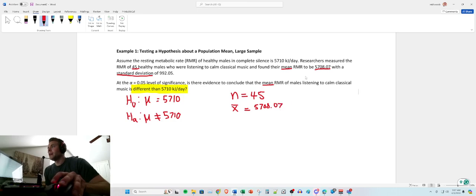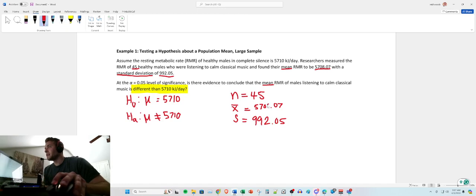5708.07. And then we have our standard deviation of 992.05. That is just s. That's how we've seen that symbol in this class. So s. And we're going to write up that number, 992.05.